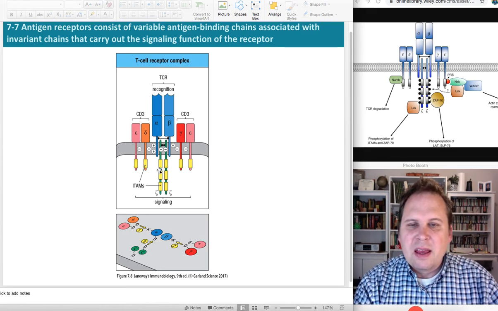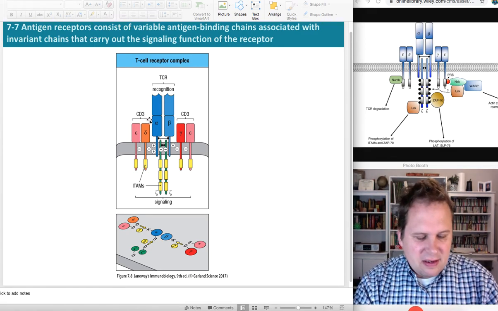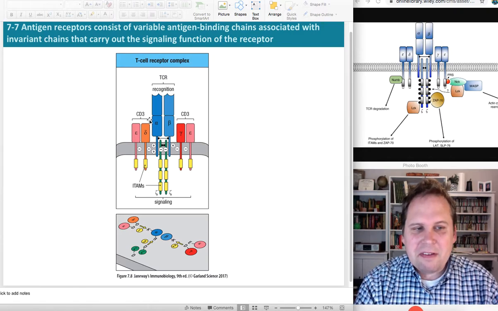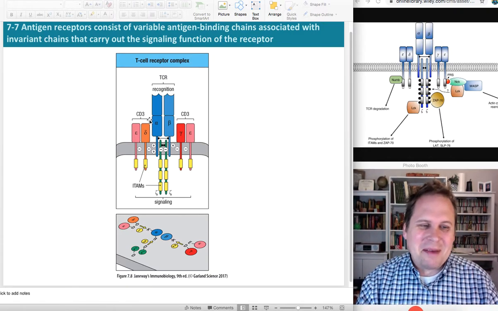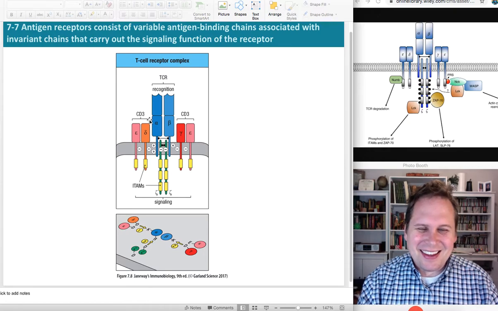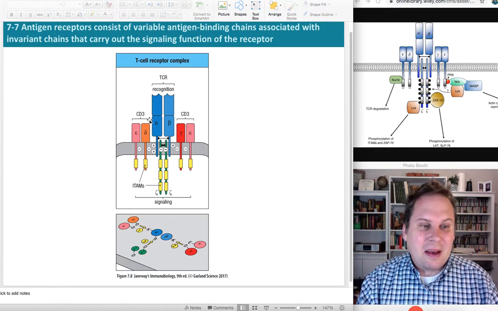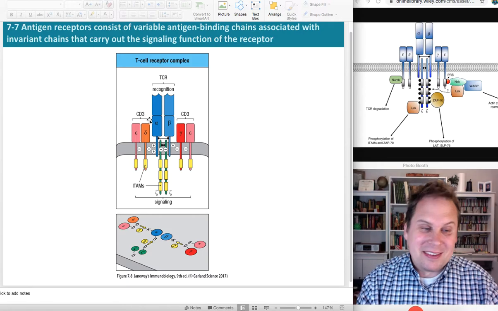So that's CD3. And CD3 doesn't have an alpha and a beta chain. It just has gamma, delta, epsilon, if you're one of those alphabet types. The alpha and the beta come from the alpha beta T cell receptor. There you go.